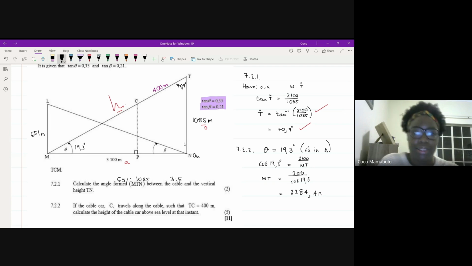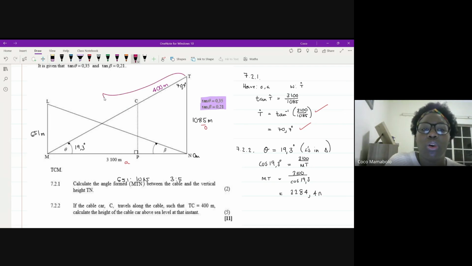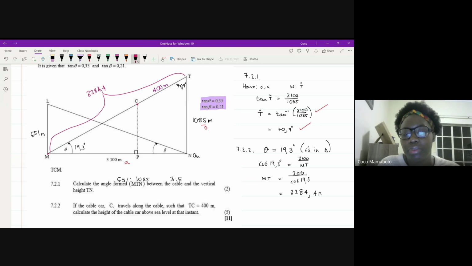3284,4 meters. Lovely. So now what we know is that the distance from here all the way to there is 3284,4. I want the distance of MC. What is the distance of MC? Good, exactly. We just minus the one from the other. Right, that's it. Lovely, Abu and Didimalo.